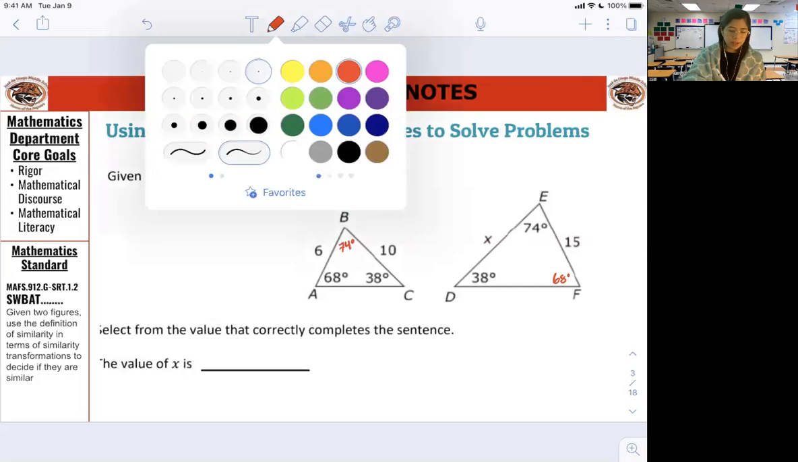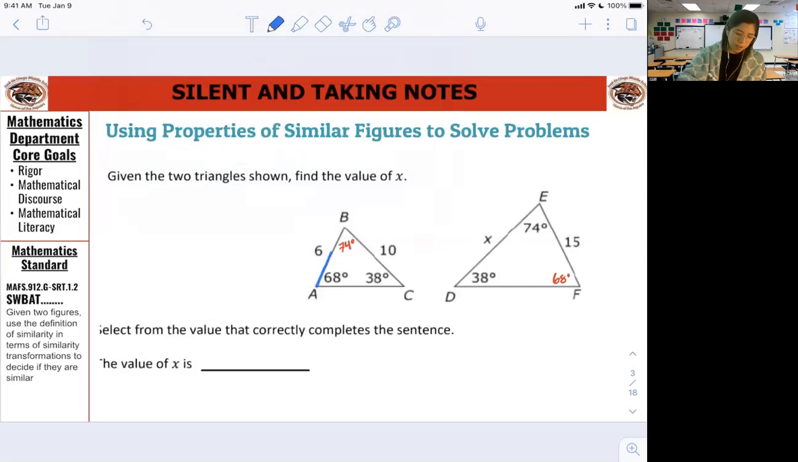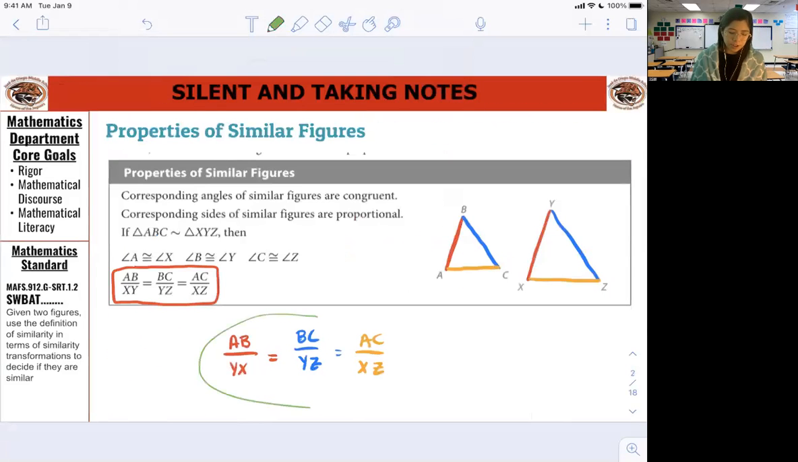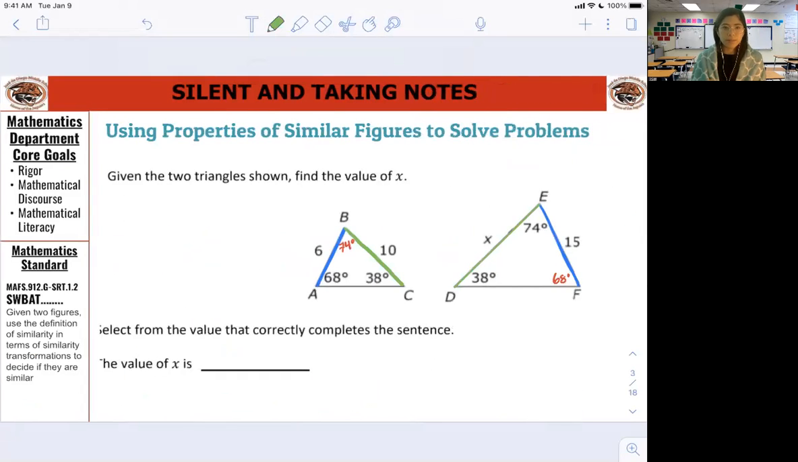So for example, which one is corresponding to AB? EF. So EF is corresponding to AB. And then which one is corresponding to BC? ED. Exactly. Okay. Well, now that I have that, I can use this relationship that I already know is true because I already know these are similar.